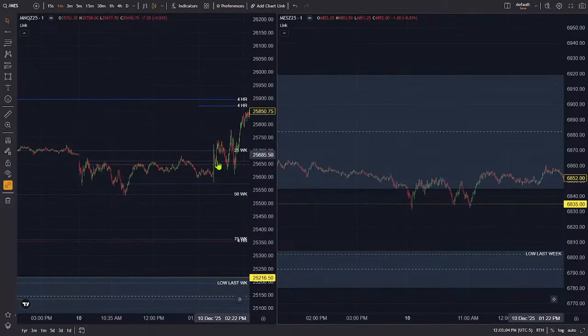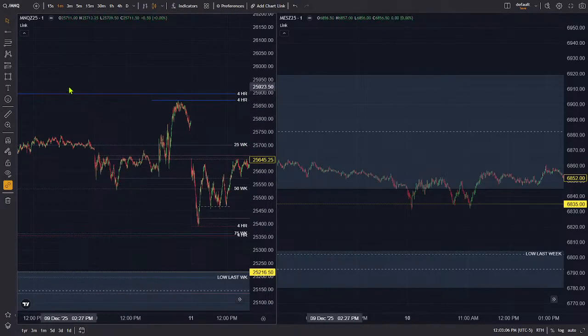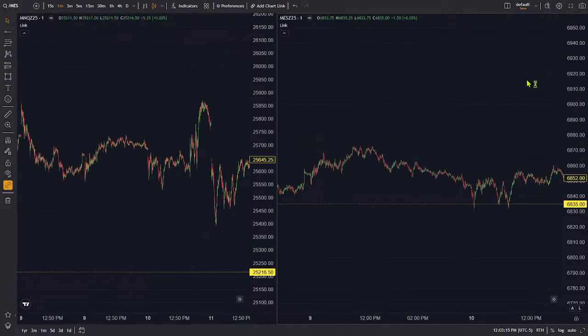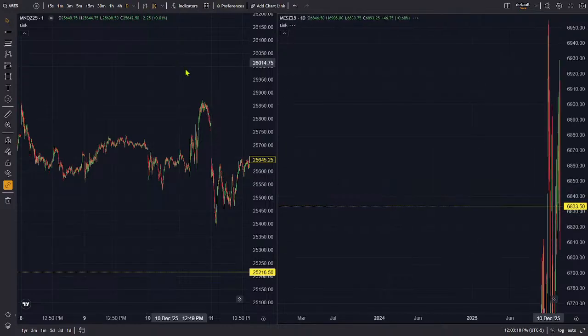All right, so now let's look at this week. What are we going to do? What's it going to look like? Let's go to a bigger time frame.